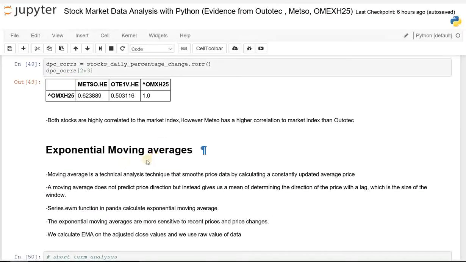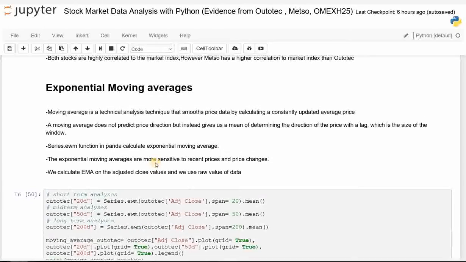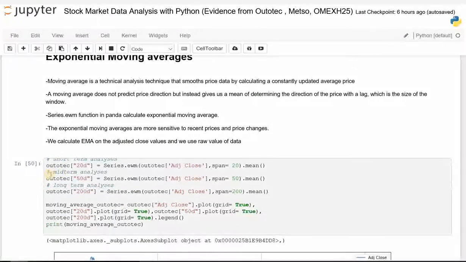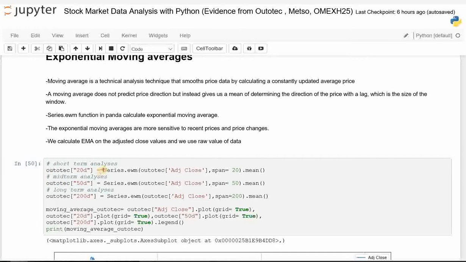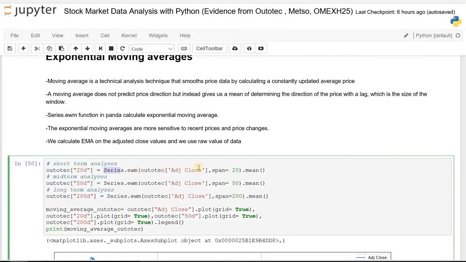The last thing I'm going to talk about is exponential moving average. What is important in here is that we are going to apply exponential moving average on our raw data, not our daily return. We can get exponential moving average through the Pandas Series ewm. I'm going to use 3 different windows for exponential moving average: short term, mid term, and long term, 20 days, 50 days, and 200 days.